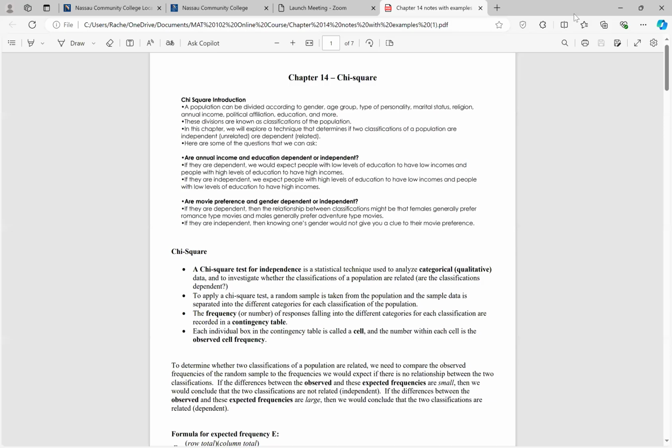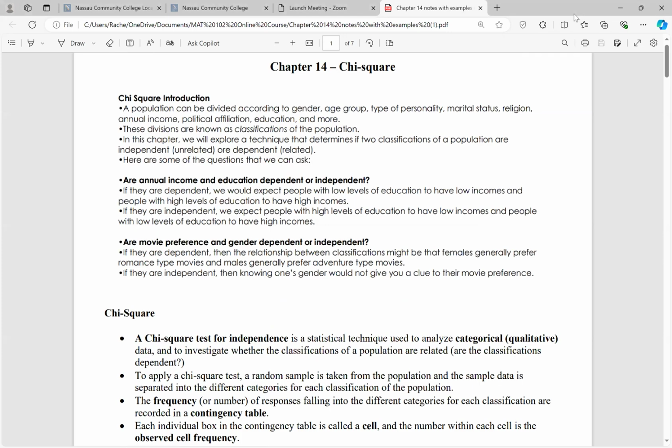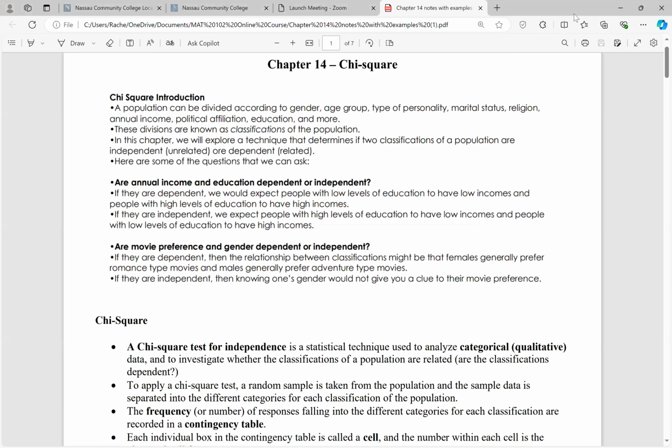So we are up to our last and final chapter, chapter 14, chi-square. So before we go through a chi-square test for independence, which is another example of a type of hypothesis test, let's just talk a little bit about what constitutes this type of test, and why would we be conducting this type of test.